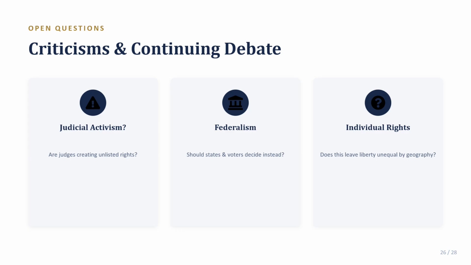Does returning these questions to the states leave liberty unequal by geography? Meaning a person's practical legal rights and options now depend substantially on which state they happen to reside in. This, again, is a genuinely contested question. Some view state by state variations as a healthy, expected feature of federalism, allowing local democratic self-governance on contested moral questions. Others see it as troubling outcomes for what they see as fundamental individual rights, which they argue should not vary by state line.